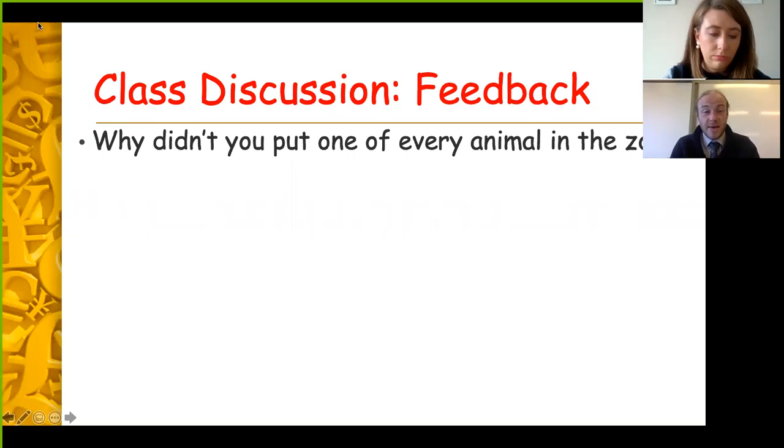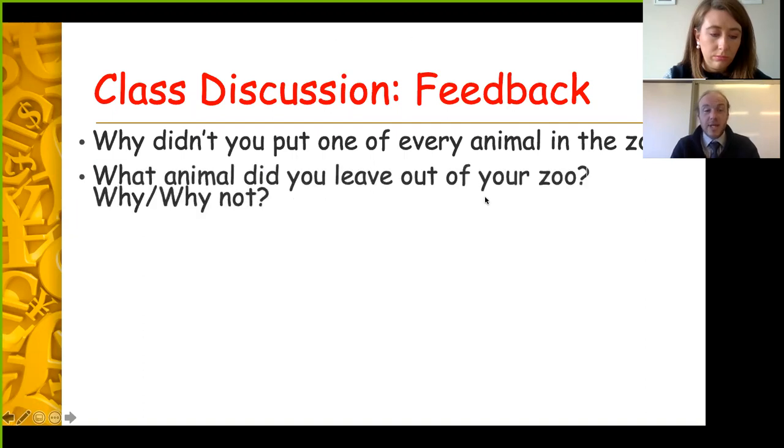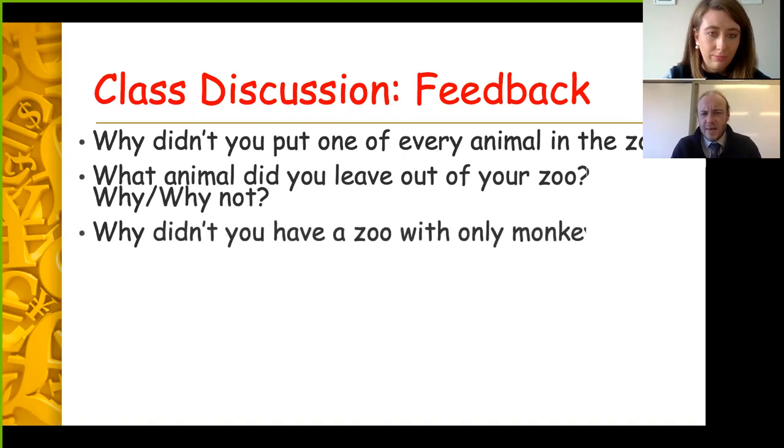And this will click. What animal did you leave out of your zoo? What ones did you put in, and why did you choose those specific animals? Why did you not have a zoo with only monkeys in it, for example? Although, generally speaking, there's always one group who will decide to be the clowns and put those in.